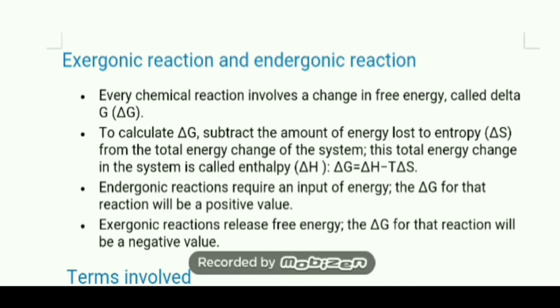From this, endergonic reaction means what? So endergonic reaction requires an input of energy. The delta G for the reaction will be a positive value. Exergonic reactions release free energy, and delta G for those reactions will be a negative value.